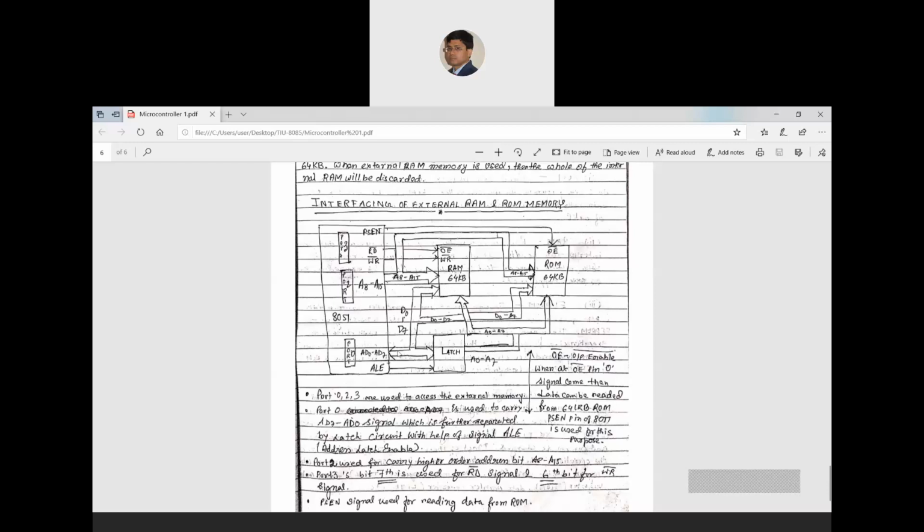Or when the microcontroller tries to write data, the microcontroller sends some data, which is also available at this point. Once I get the complete address and I enable the RAM using the write bus, that data will be written to that complete address location. So that is the interfacing of external RAM and ROM. Two ways I have discussed, forward way and backward way. So I think it is clear.